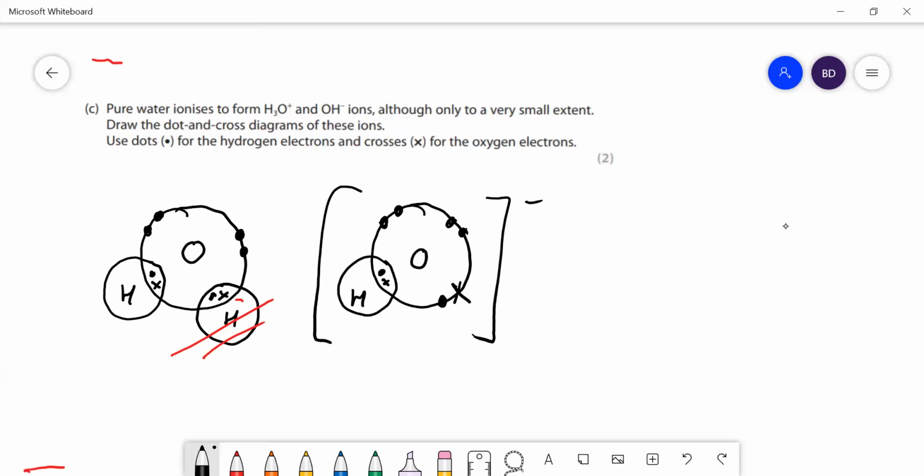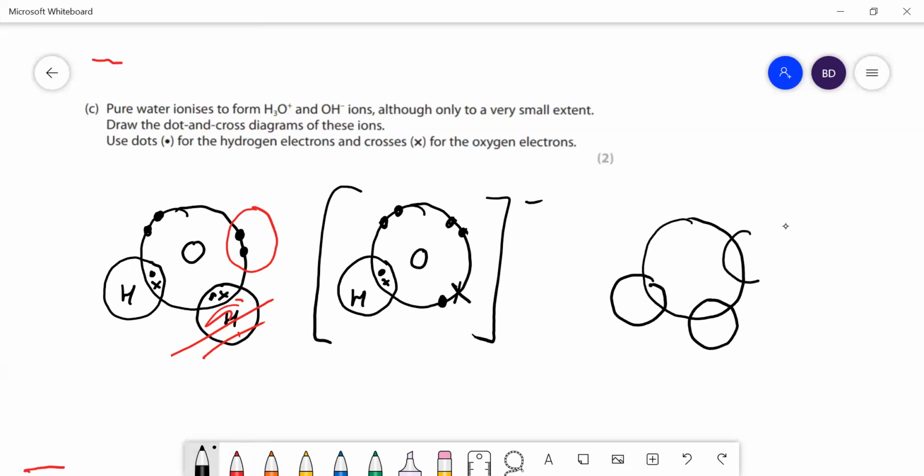And how does the H3O plus ion form? Well, this hydrogen I've drawn there leaves without its electron and forms a dative bond with one of those lone pairs there. So if I draw the H3O plus, we're going to have, okay, a dot and a cross there, a dot and a cross there, and we want a lone pair there.